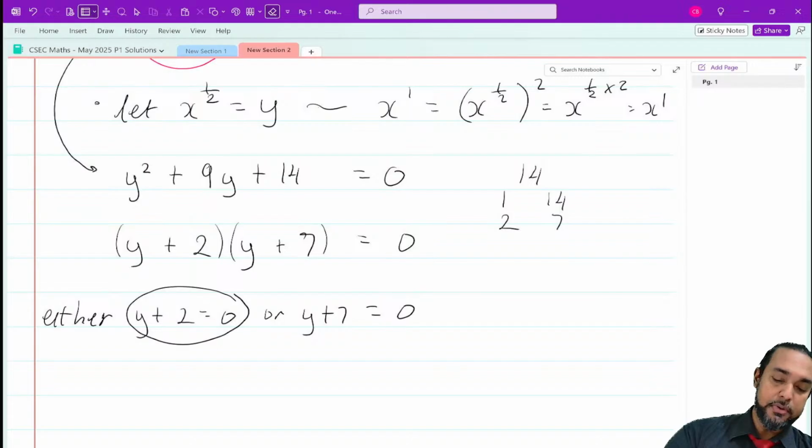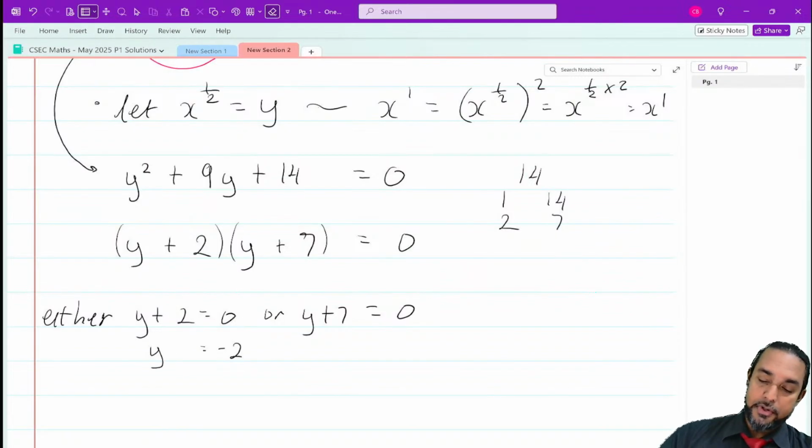Now, if y plus 2 is equal to 0, to solve for y, you subtract 2 from both sides of the equation. And across here, same thing. You subtract 7 from both sides of the equation.